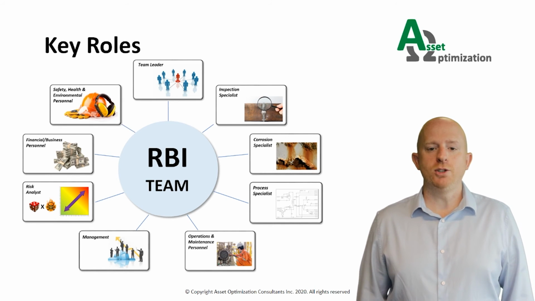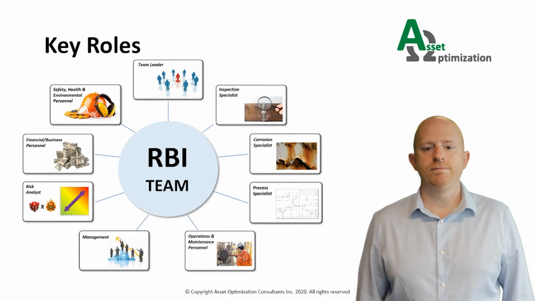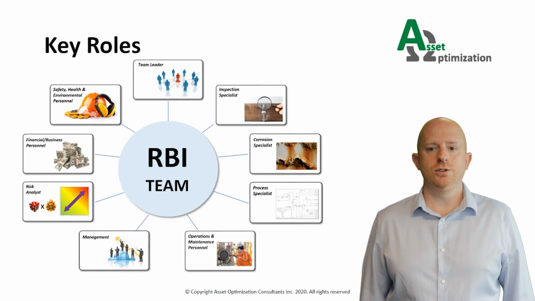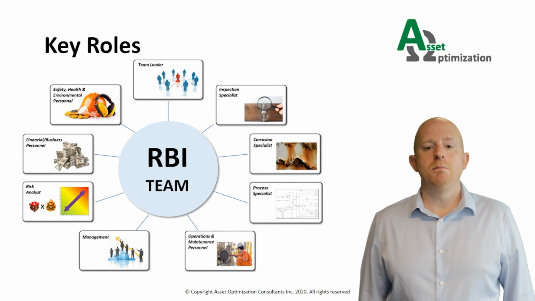Safety, health and environmental personnel are responsible for providing inputs on environmental and safety systems and applicable regulations. The person in this role also assesses and recommends ways to mitigate the consequences of failure. As you can see, the variety of inputs that require a range of skills, knowledge and experience result in the implementation of RBI being better suited to a team approach.